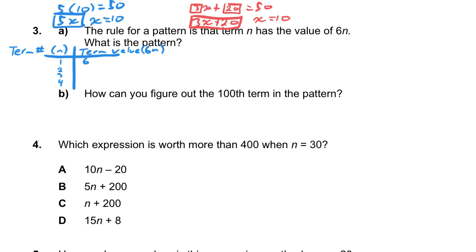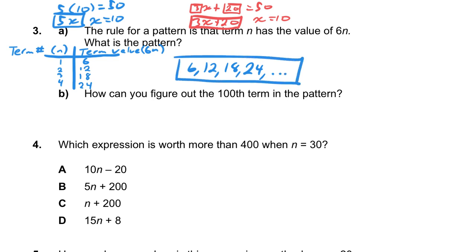6. For the second case, it goes 6 times the second value, right? 6 times 2, so that gives us 12. Then we have 6 times 3, which is 18, and 6 times 4, which is 24, and it would keep going. So the pattern here is going to be 6, 12, 18, 24, etc. There is our pattern. How can you figure out the 100th term in the pattern?